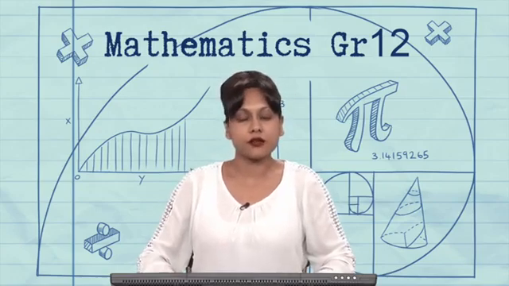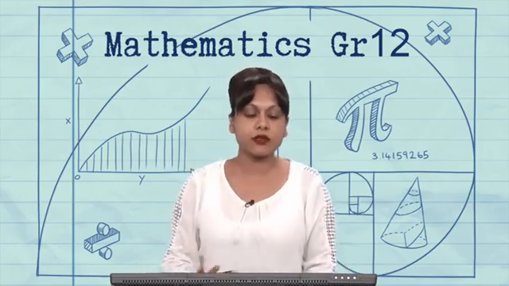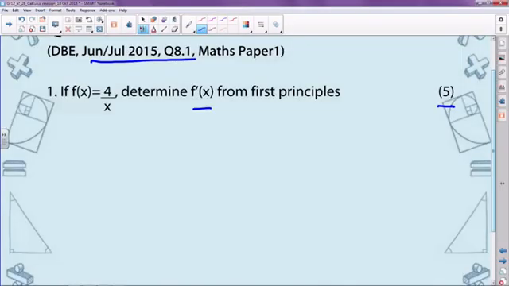Okay guys, so let's go straight to the question. We've got a lot to get through in today's lesson. You were given the function f of x is equal to 4 over x. You needed to find the derivative from first principles.